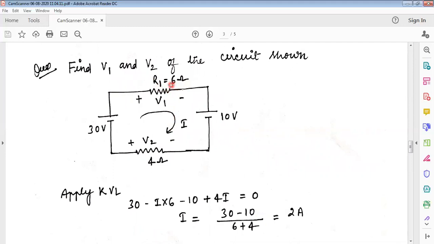Two resistors are there, R1 and R2. R1 has a value of 6 ohm, R2 has a value of 4 ohm. The voltage drop across R1 is V1, and the voltage drop across R2 is V2. The polarity I have taken as plus minus, plus minus. Now let's say the current flows in the clockwise direction and the value of current is I. You can take it like this also. Clear? So now apply the KVL in this closed loop.